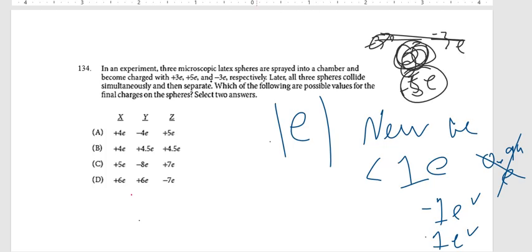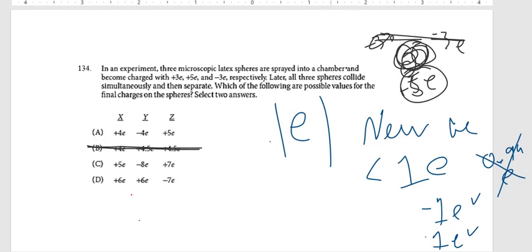Okay, then they separate. Which of the following are possible values for the final charges on all spheres? Select all answers. Well, first of all, it can't be this 4.5. You can't have half or any kind of decimal involved in this, so it cannot be B.